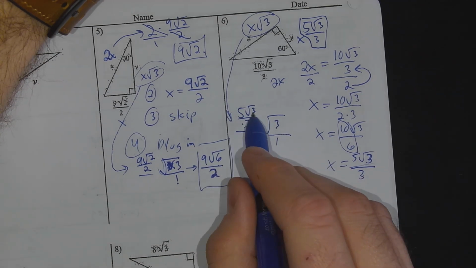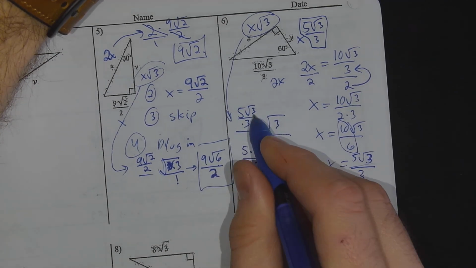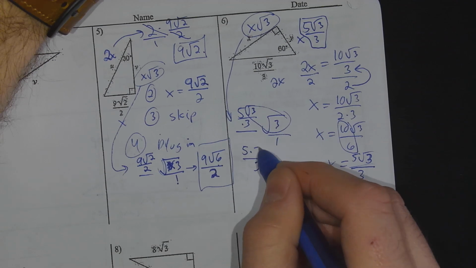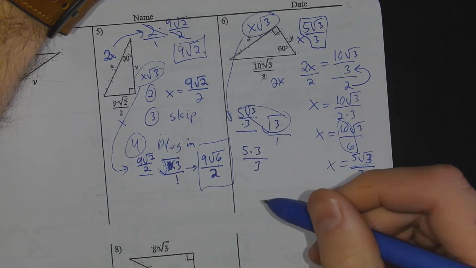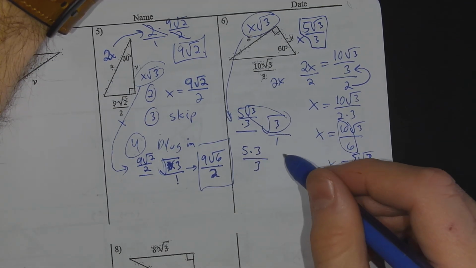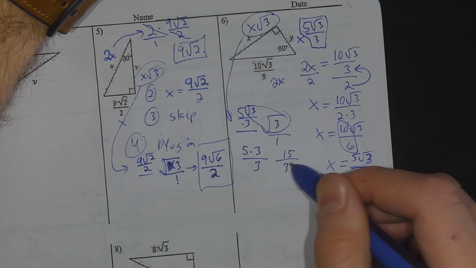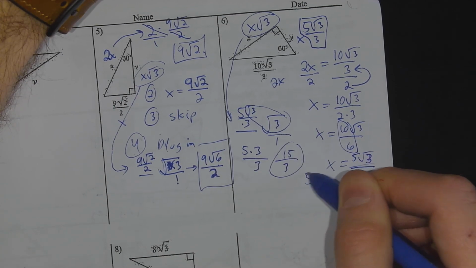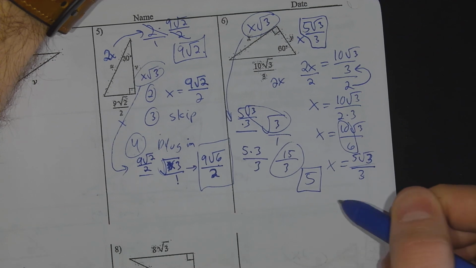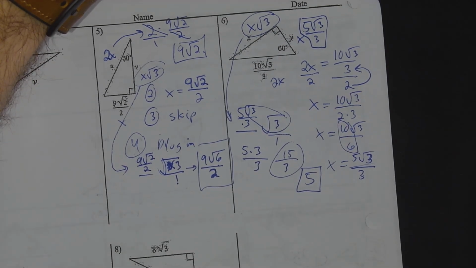On top, 5 root 3 is 5 times, these two become a regular 3. And as you can see, if I have 5 times 3, 15 over 3, at this point, you could simplify that to a 5. So my long leg's a 5, my short leg is 5 root 3 over 3.